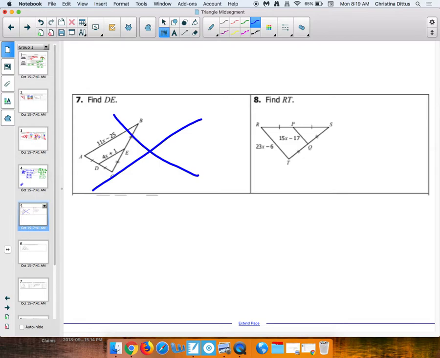Set up 8 for me. What do I gotta do? Multiply by 2. Multiply what by 2? The mid-segment. 4x plus 1, I think. Minus 17. We're doing 8.